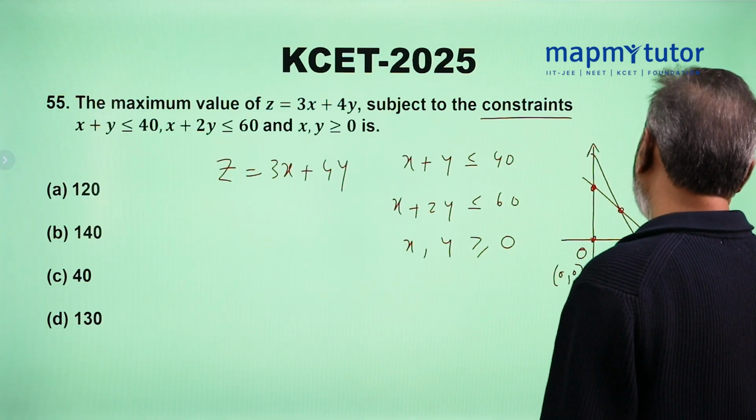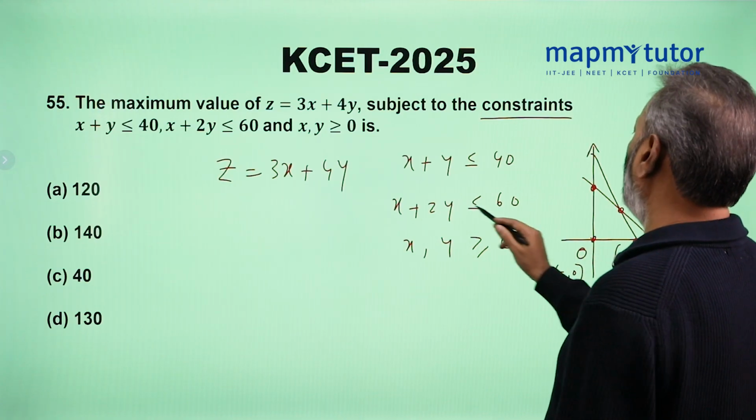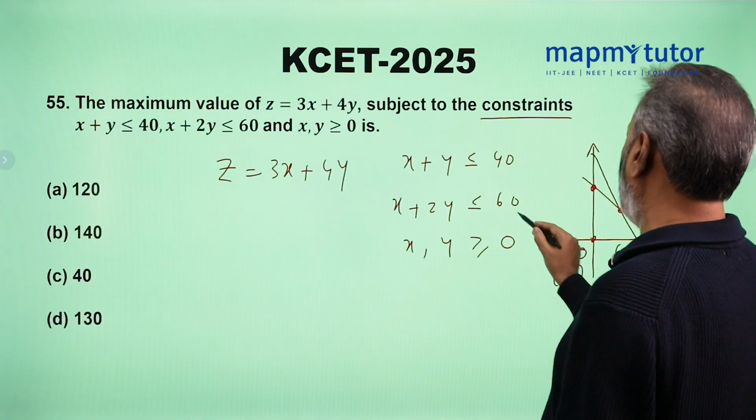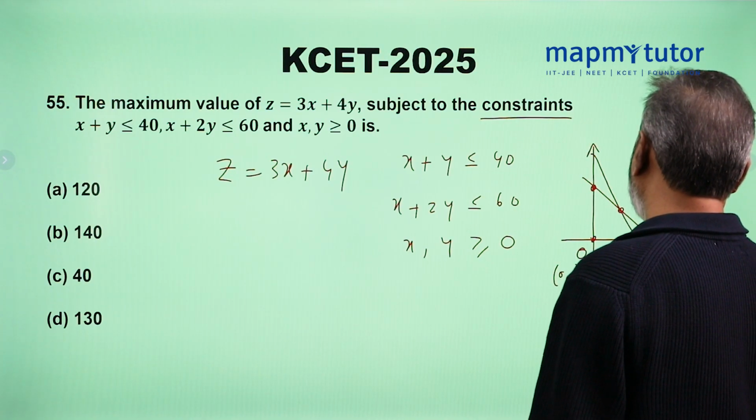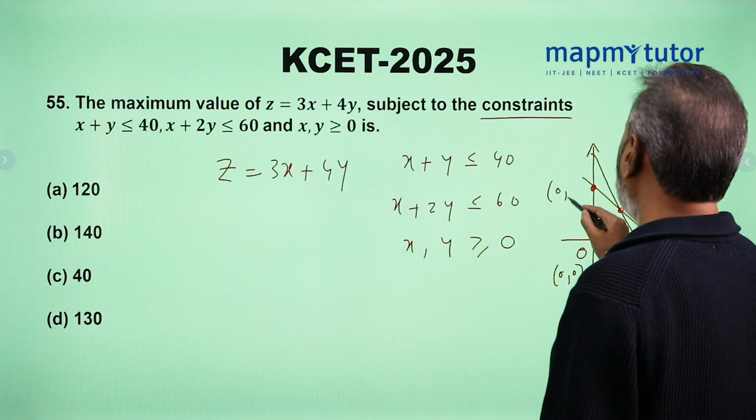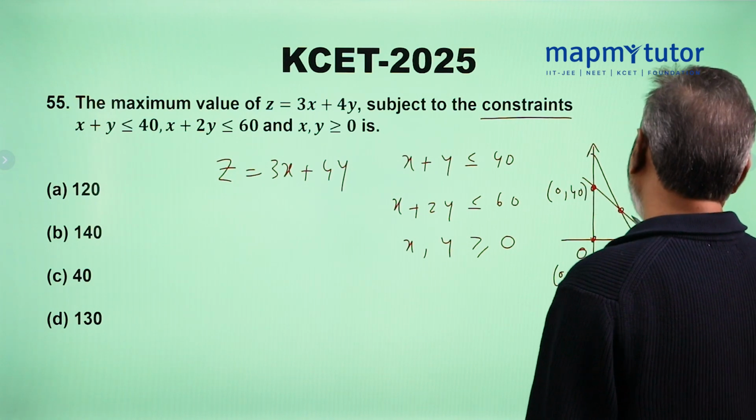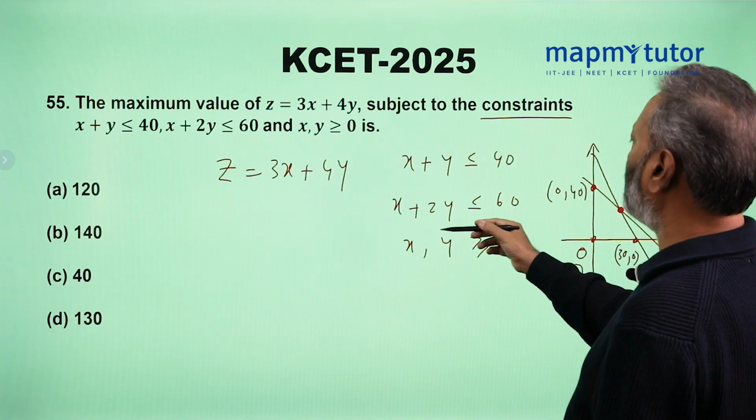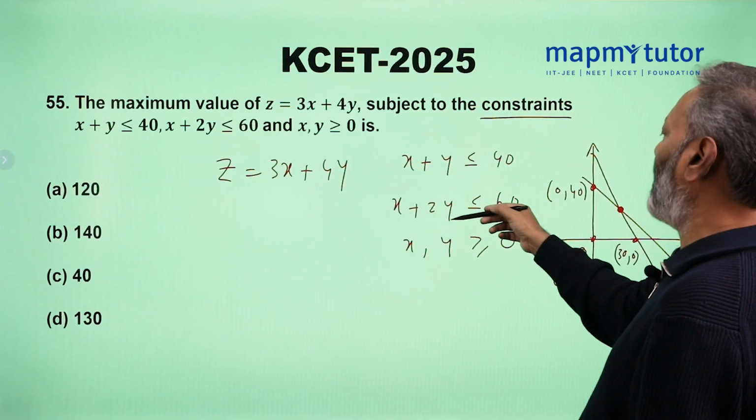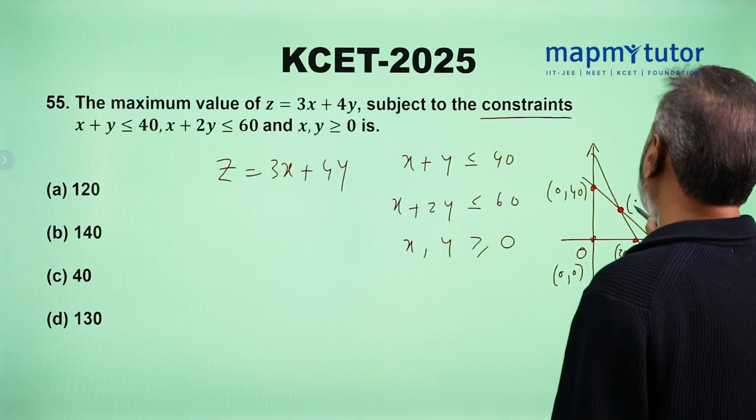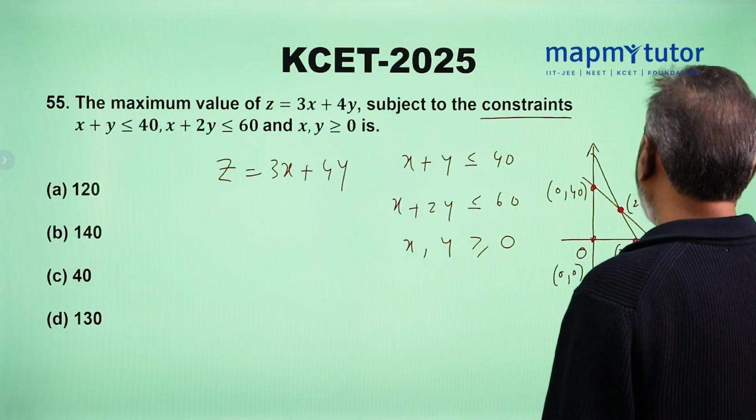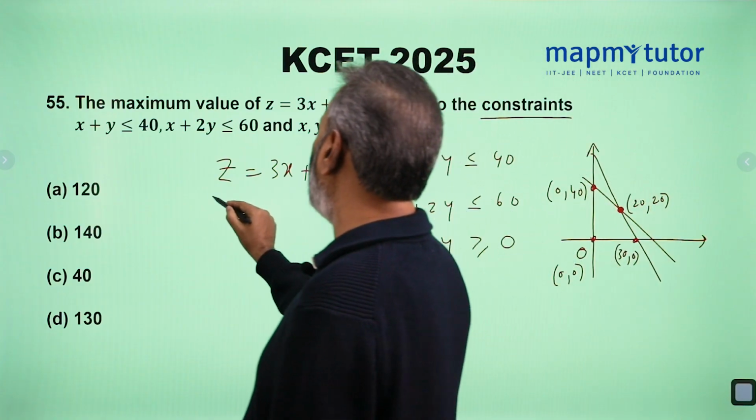What are they? 0, 0. And this is what? 30, 0. Yes. And this is what? 0, 40. Yes. And this is the point of intersection of these two. Very clear. If you subtract, x gets cancelled, y is 20, x is also 20. And at all these points, you have to calculate z.